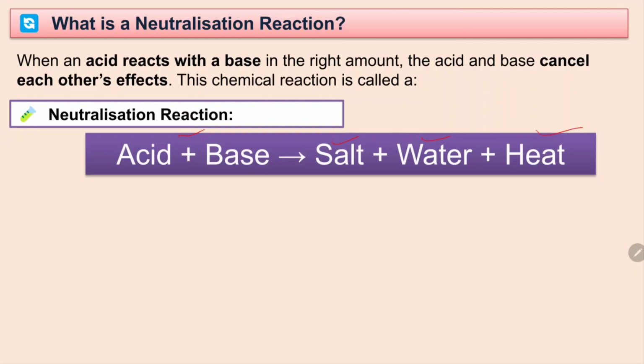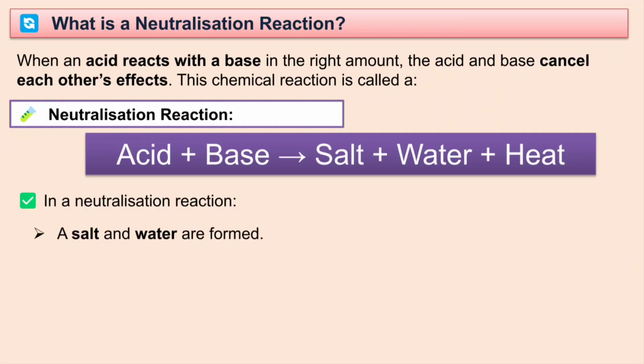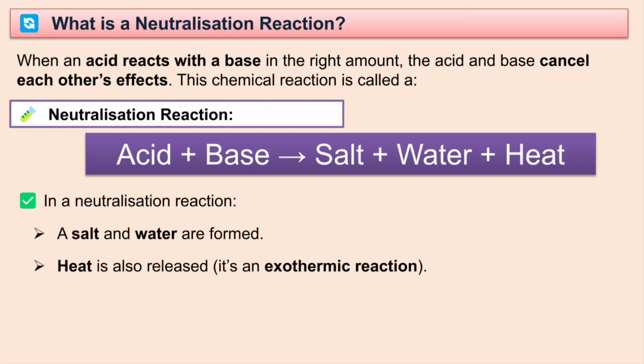And how heat? When you touch the test tube that you experimented with, the test tube will be slightly hot, that is, it has to release heat. In a neutralization reaction, a salt and water are formed, and heat is also released, and it is known as an exothermic reaction. This is not mentioned in your book, just for your knowledge, I'm writing it here: the heat which is produced here is known as an exothermic reaction.